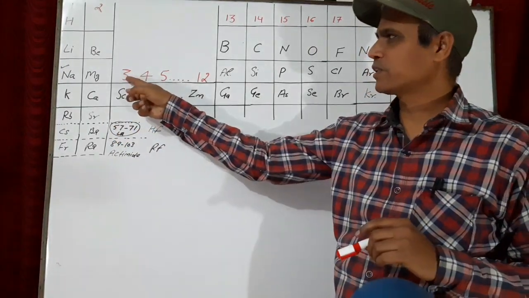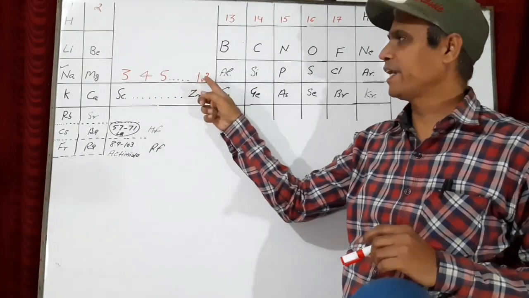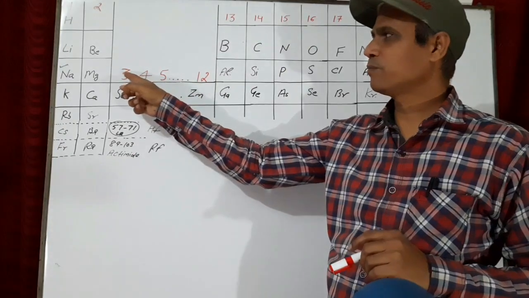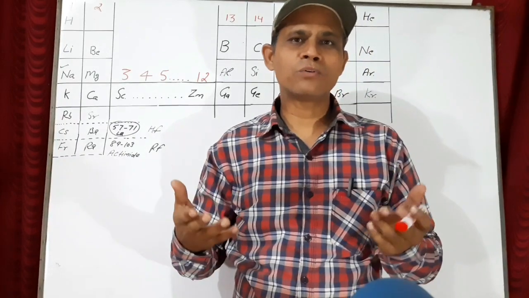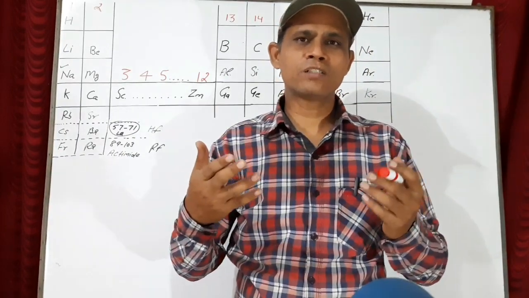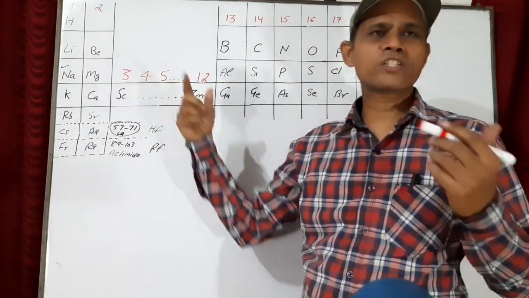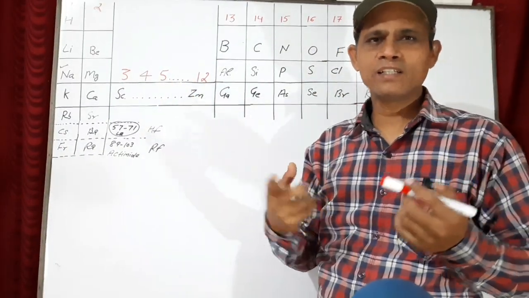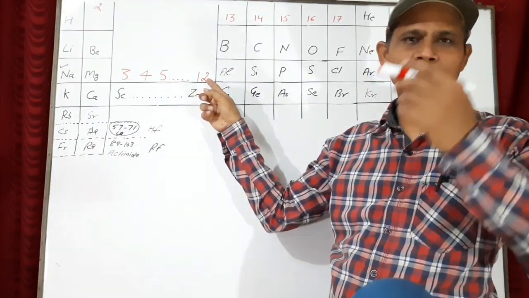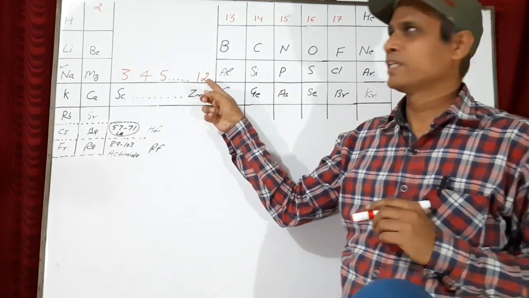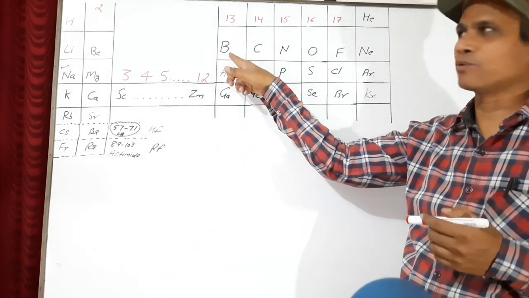Then comes group number 3, 4, 5, 6, 7, 8, 9, 10, 11 and 12. That means group number 3 to group number 12 are collectively known as transition elements. So what is a transition element? The elements which are there in group number 3 up to group number 12 are all transition elements. Then comes group number 13. The first element is boron, hence this is known as the boron family.